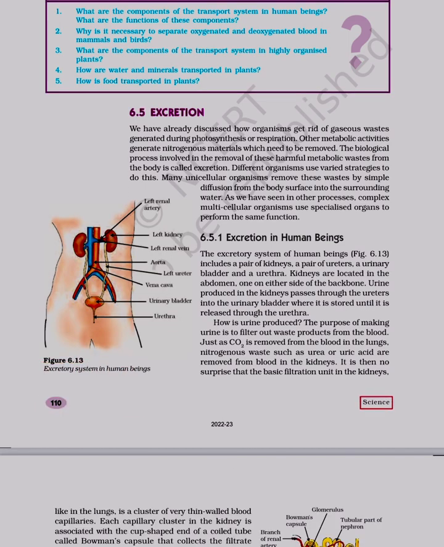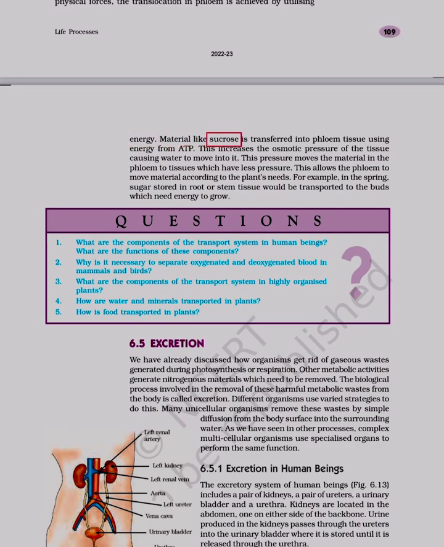110. Science. Energy. Material like sucrose is transferred into phloem tissue using energy from ATP. This increases the osmotic pressure of the tissue, causing water to move into it. This pressure moves the material in the phloem to tissues which have less pressure. This allows the phloem to move material according to the plant's needs.